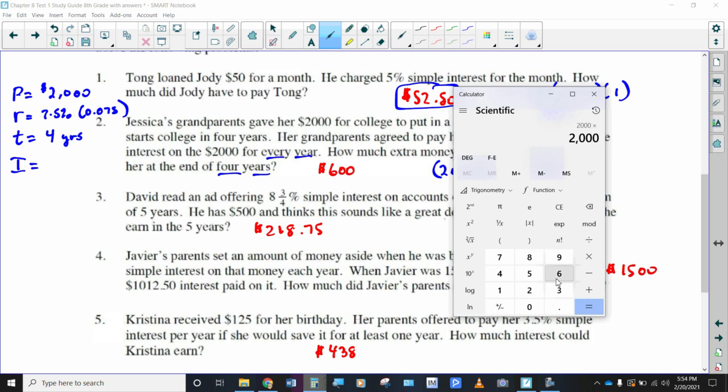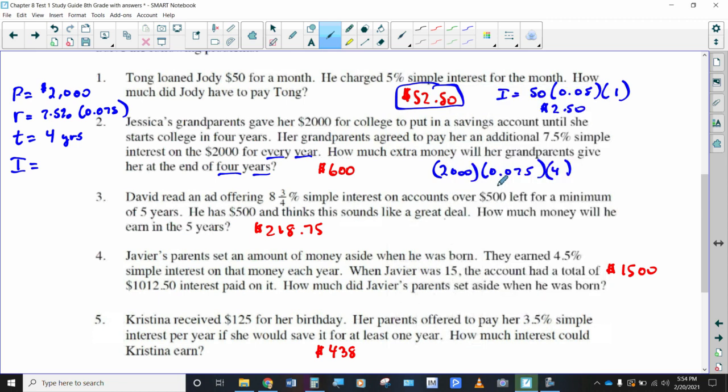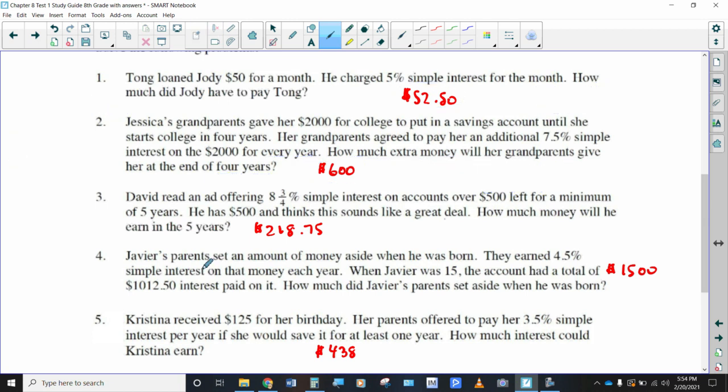2,000 times 0.075 is $150. That means that her grandparents are agreeing to pay her $150 per month for 4 months. So you multiply those two together, and that's how you get your 600. So how much extra money? That would be the interest. You declare your answer as $600. Okay, so that's the basic simple interest, how simple interest works.